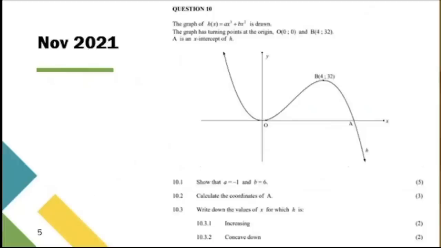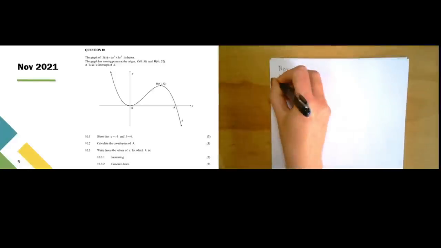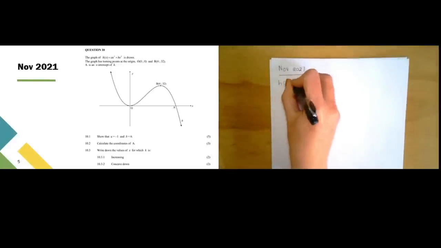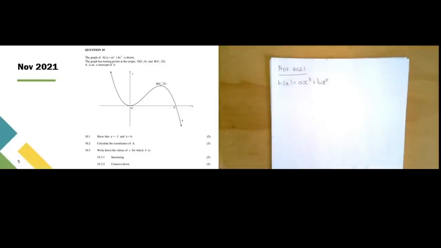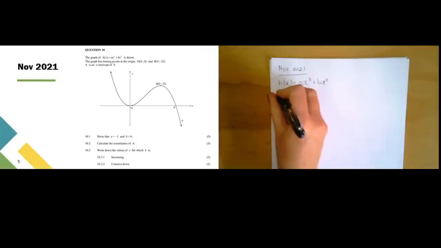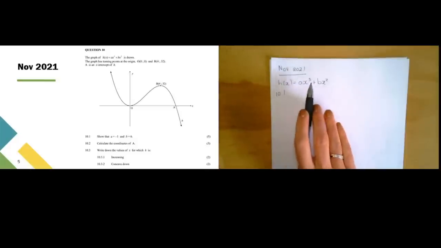So let's go look at our past papers. In November 2021, what did they ask me? They gave us the following. They said the graph of h(x) is equal to ax^3 plus bx^2 is drawn. The graph has a turning point at the origin, (0;0), and one at B, the coordinate (4;32). A is the x-intercept of h. Question 10.1. Show that a is negative 1, so I've got to show a, and that b is 6.